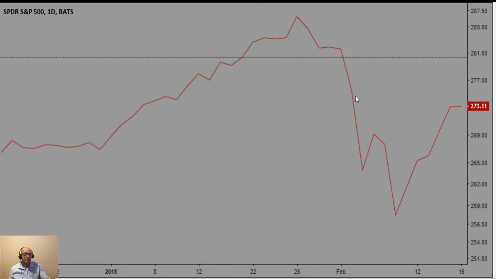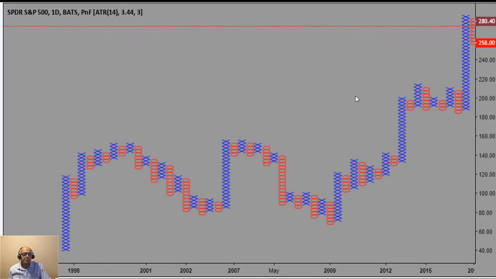We only use the closing price. And here is a point and figure chart, and you can read about this. We are not going to use it, but if you are curious about any of those, you can search about it, and you can even contact me. I'll tell you exactly where you can find some books about this.